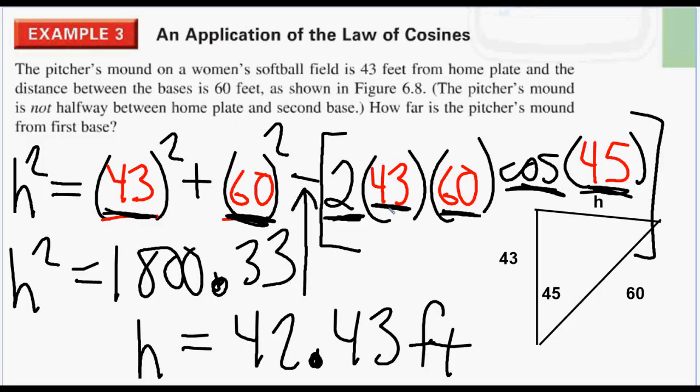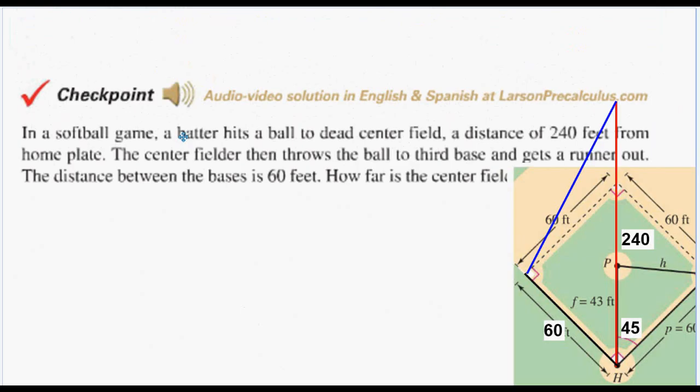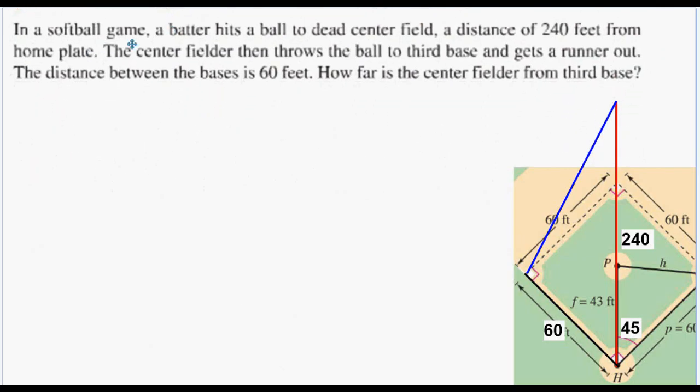Okay, so there's our applied example. For the practice problem, let's look at this one. Checkpoint here. In a softball game, the batter hits the ball dead center field, distance of 240 from home plate. Here, I just stole this picture from the previous example. The 240 feet, when it says dead center field, it went straight off home plate. So this red line is our 240 feet.